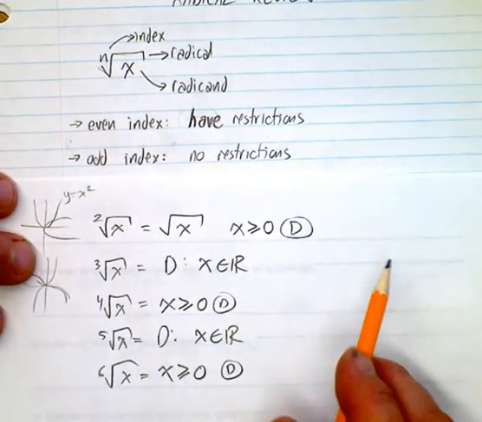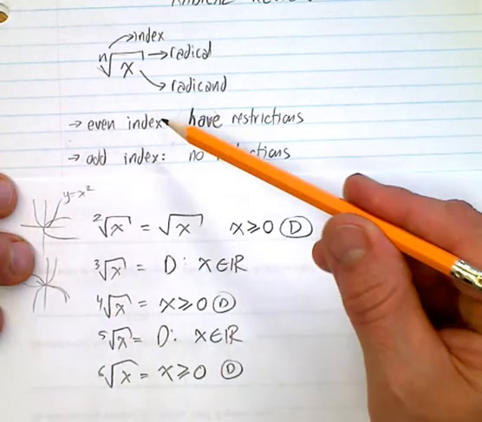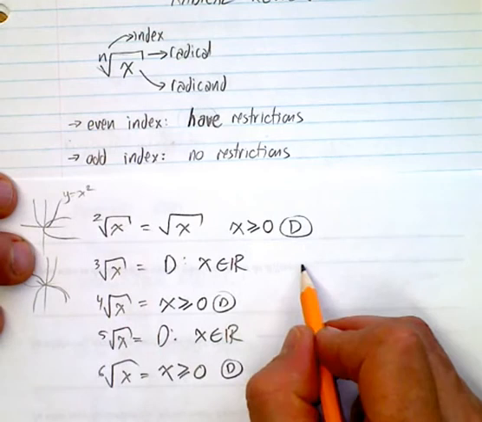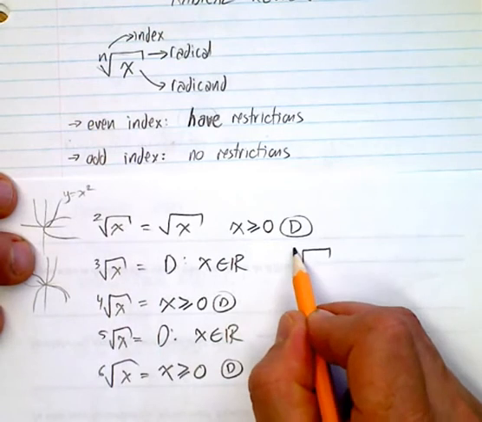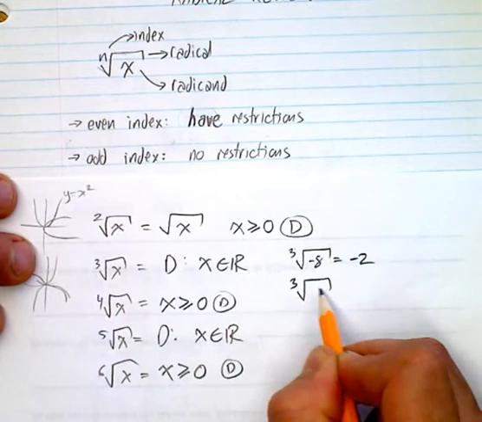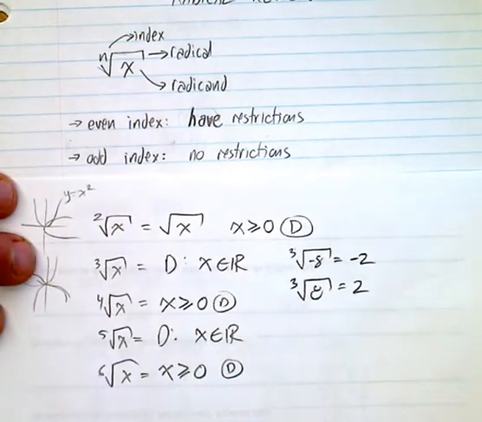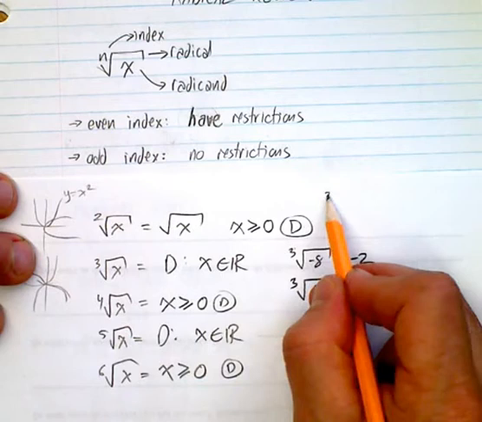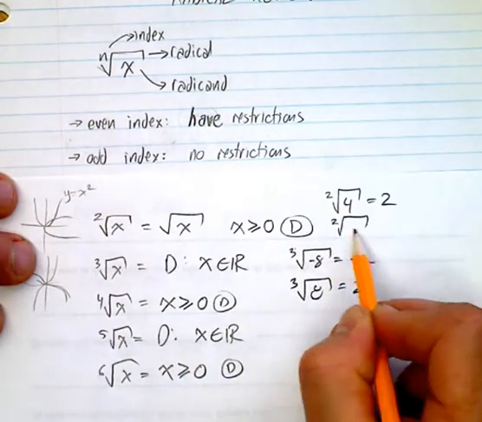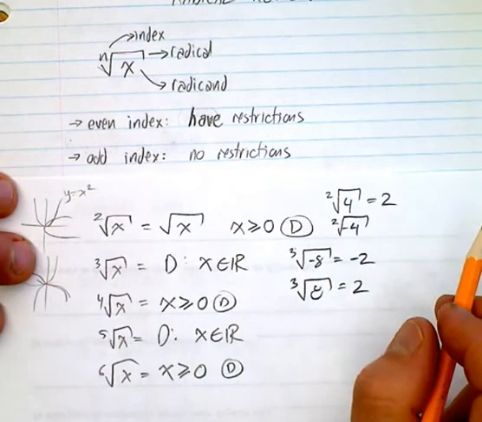I just wanted to remind you quickly about even and odd indices. You can take the cube root of a negative number. Remember, the cube root of -8 would be -2, and the cube root of +8 would be +2. But you can't take the square root of, well, you can take the square root of 4, but you can't take the square root of -4.